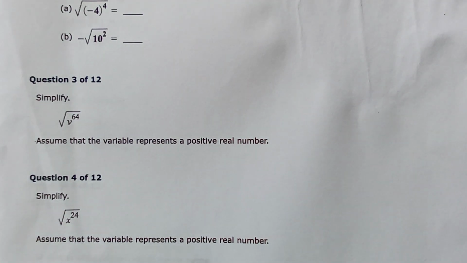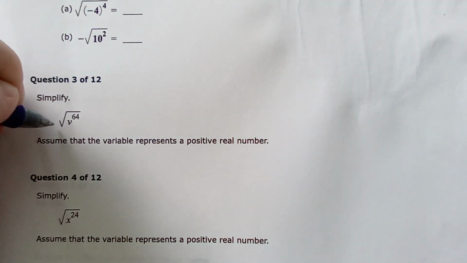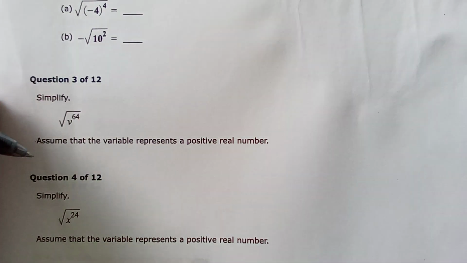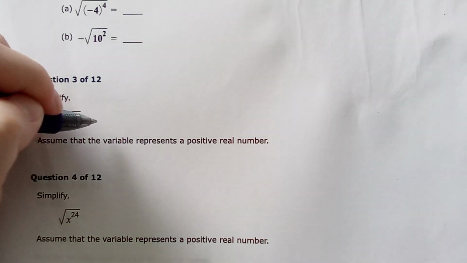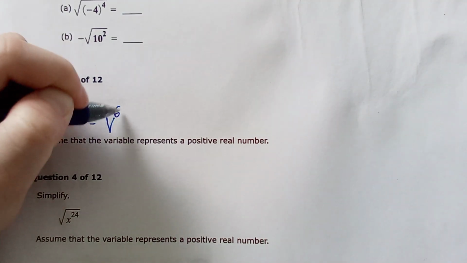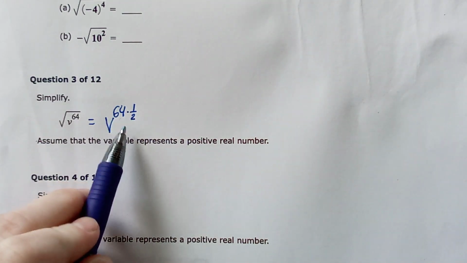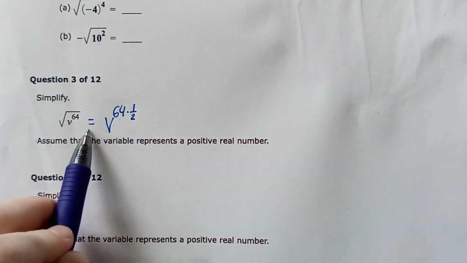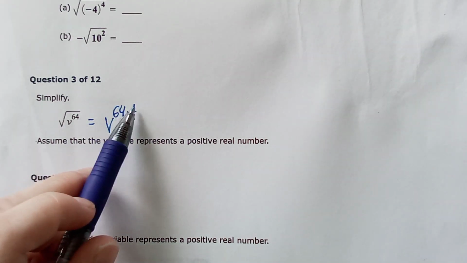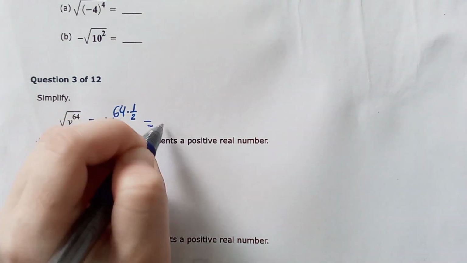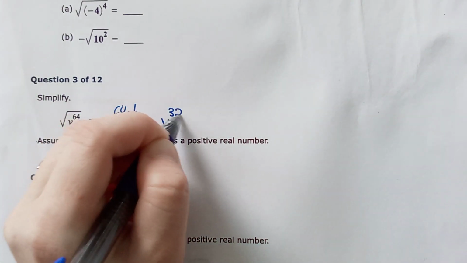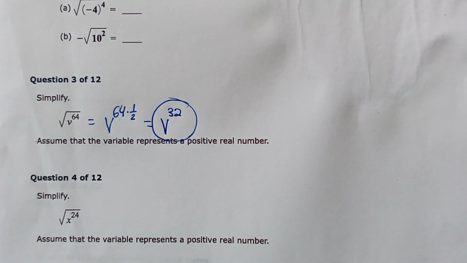Okay, so this is the same deal. You're just simplifying. A square root of v to the 64th, because that 64th is inside the square root, v to the 64th times 1/2. I'm just timesing the exponent by 1/2, right? It doesn't have anything to do with the outside of the v. It's just the exponents. So that is v raised to the 32nd.